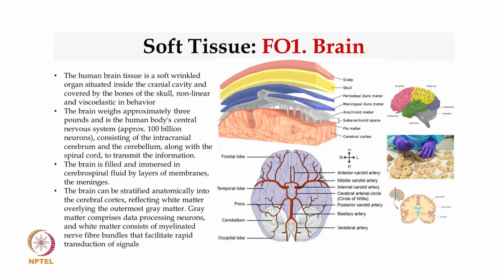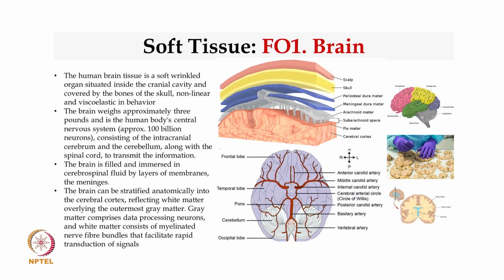Now we have gone in and seen the major soft tissues like skin, muscles, ligaments and tendons, which are running across the entire human body from head to toe. Now let us focus our attention on a very important soft tissue, which is the brain, right? The brain is uniquely placed inside the skull. This is a soft, wrinkled organ specifically situated inside the cranial cavity and covered by the bones of the skull. It is non-linear and viscoelastic in behavior, extremely soft in nature.